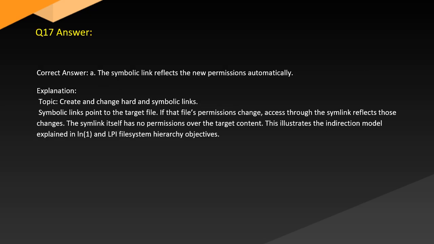Answer. Correct answer A. The symbolic link reflects the new permissions automatically. Explanation. Topic. Create and change hard and symbolic links. Symbolic links point to the target file. If that file's permissions change, access through the symlink reflects those changes. The symlink itself has no permissions over the target content. This illustrates the indirection model explained in ln and LPI file system hierarchy objectives.